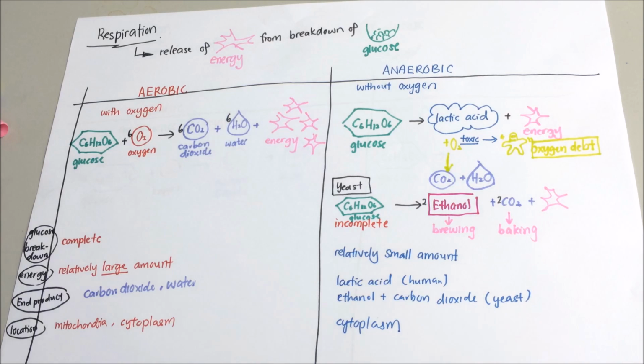Okay? So that's the end of the video. So to summarize, the main aim of respiration is to release energy by breaking down glucose. Aerobic respiration will break down the glucose completely and release a lot of energy, while anaerobic respiration will partially break down glucose to release a relatively smaller amount of energy.